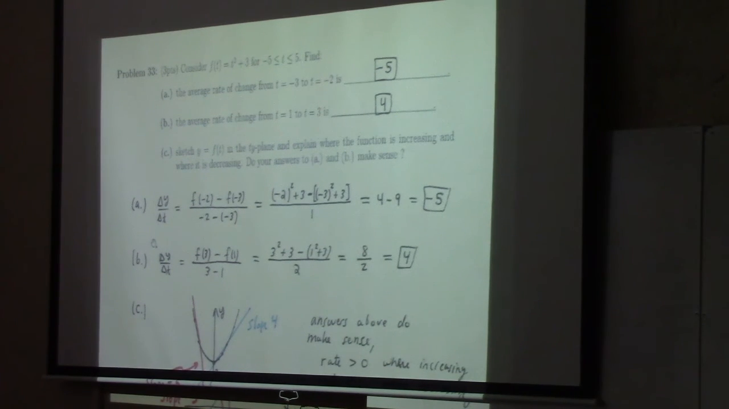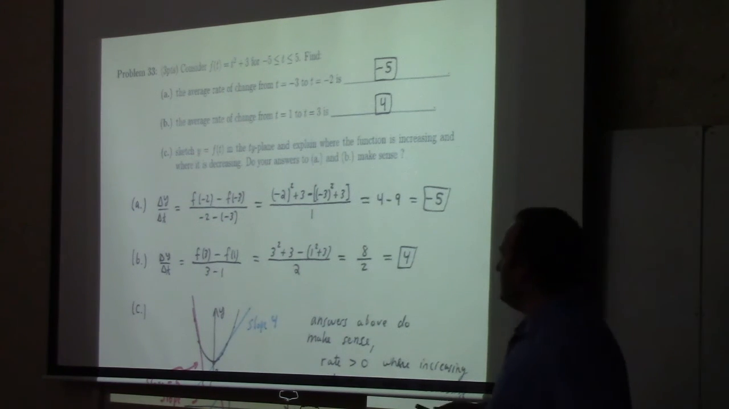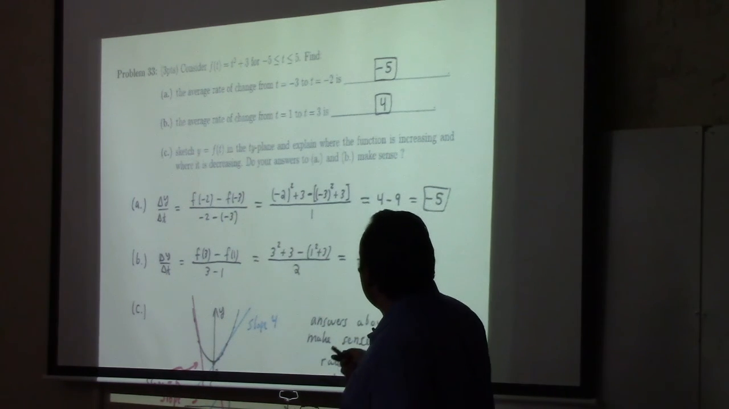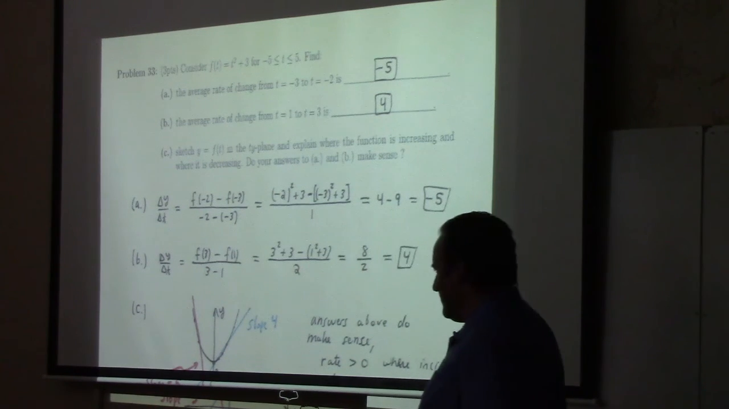Seriously, though, that last problem is a pretty likely test question, something like it. Problem 32. Now, this one here, I got minus 5 and 4 for the average rate of change from minus 3 to minus 2. The math is here. The 3's cancel. You end up with 4 minus 9, which is minus 5. The other one, you end up with 9 minus 1, which is 8, and you get 2 in the denominator, so that ends up being 4.